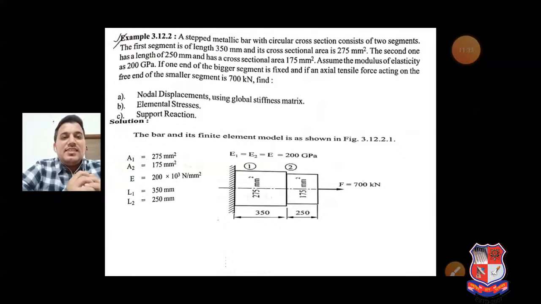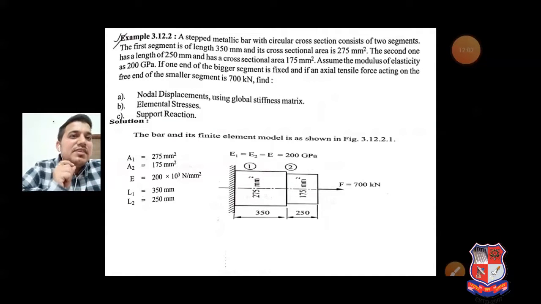Let's start the next example. We are taking a similar example of the potential energy method. Now let's see, we have one example. The data is a stepped metallic bar with circular cross section consisting of two segments. So here we have two segments, two steps.